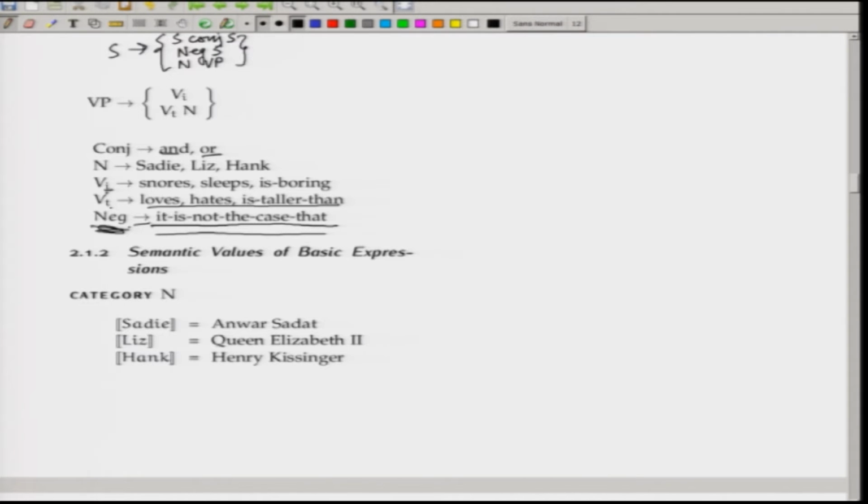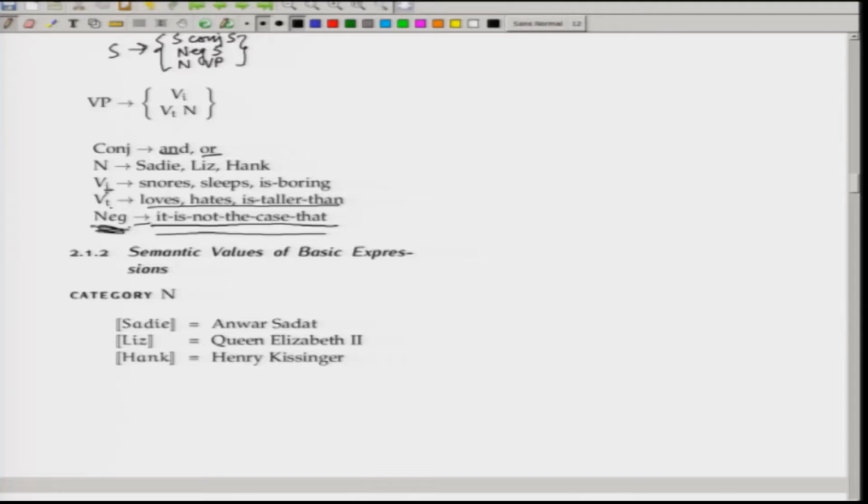So what are the sentences we can make by using this? Already while talking about the Chomskyan syntax, we saw how sentences were made in a grammar. This grammar is simpler than the Chomskyan grammar we already saw. Let us just see how this grammar works. First, the syntax of it. Let us have a sentence. For example, let us just see the generation of this sentence. Sadie snores.